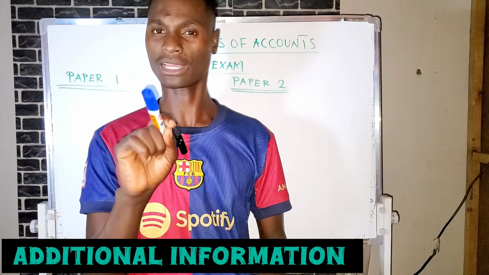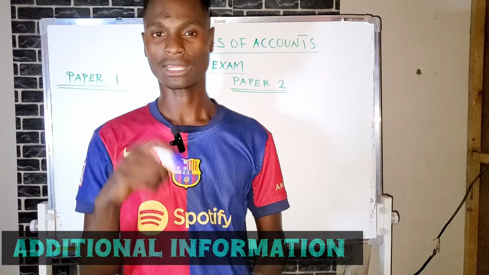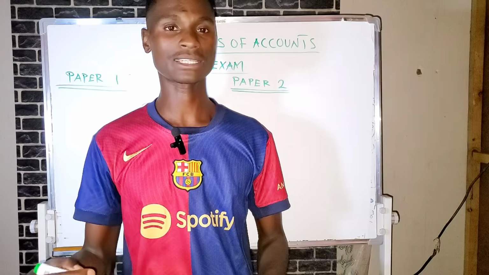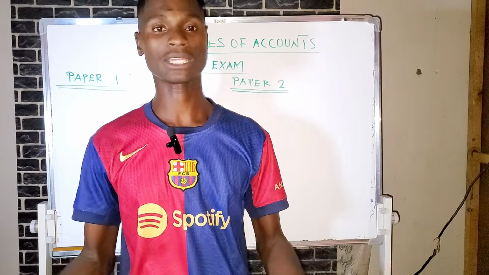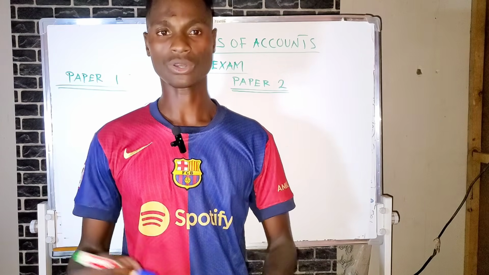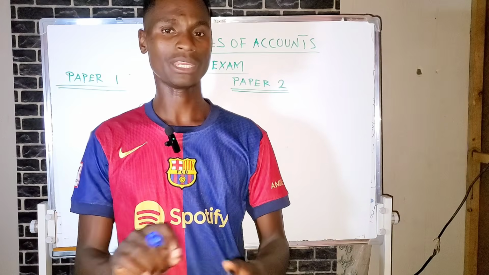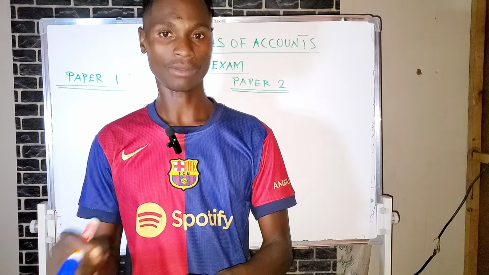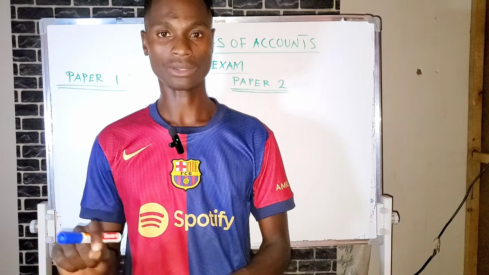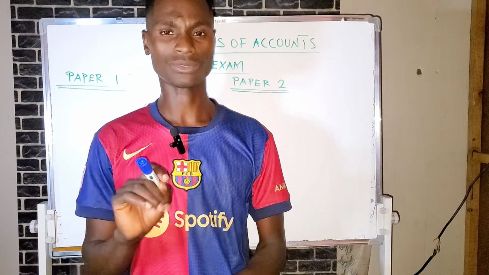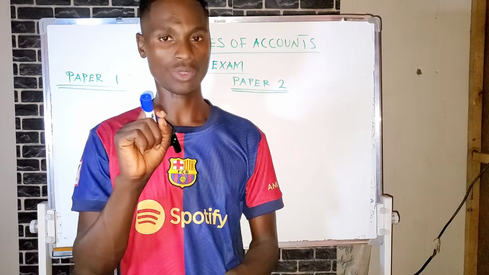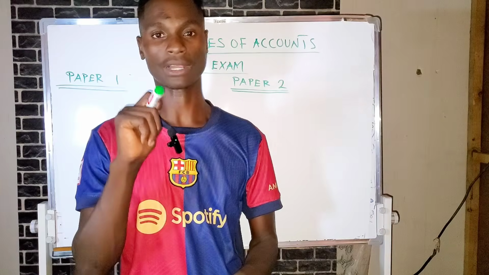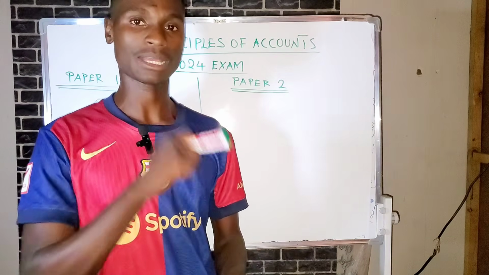When you are supposed to prepare the income statement, the trading profit and loss account, there is additional information: the closing stock, accrued expenses, prepaid expenses, paid in advance, drawings, capital, interests, something like that. There are a lot of them. Depreciation of fixed assets, a lot of them. So let me explain a few of them so that you understand as you are preparing for your principles of accounts exam. All right, so let's jump right in.